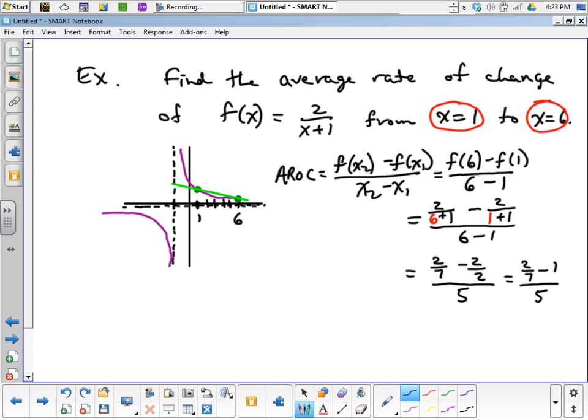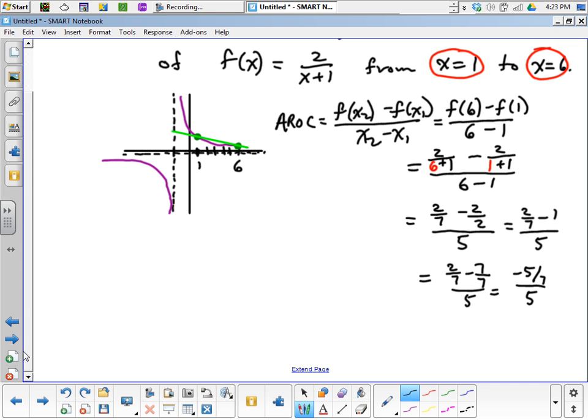And since 1 is really 7/7, what I'm getting is 2/7 minus 7/7 all over 5, which is negative 5/7 over 5. Let's simplify that as best we can. This is going to give me negative 1/7. This is my average rate of change for f of x between 1 and 6. I want you to note that if I had used something besides 1 and 6, it would have probably given me a different answer. So 1 and 6 was kind of arbitrary.